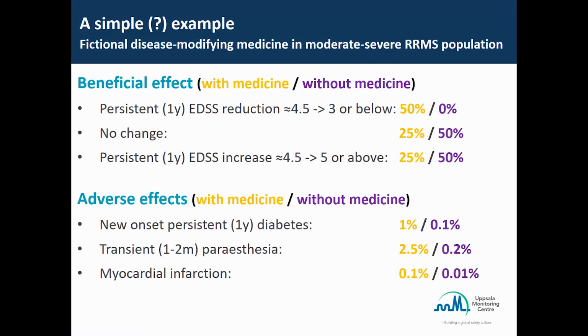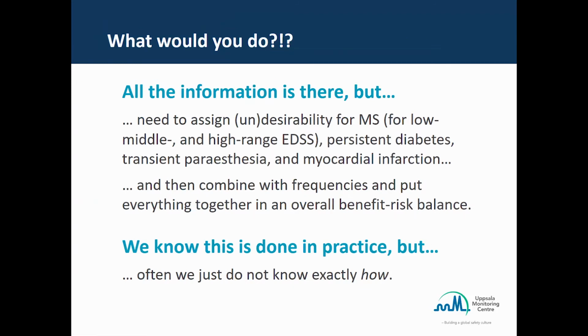So this is a simple, in quotation marks, example with only 3 adverse effects that are very well described here, and also all the frequencies are assumed to be known perfectly. But still, it isn't really that simple, is it? I mean, is this a useful medicine? Should it be allowed to be used? Should it even be recommended for use? We have all the information there, but a whole lot of processing has to be made to be able to reach a conclusion, to be able to answer those questions.